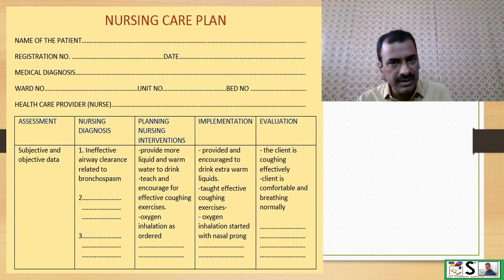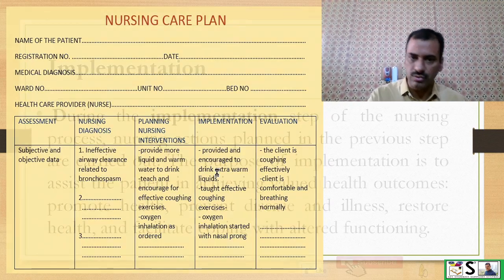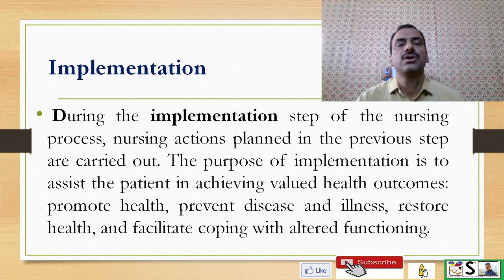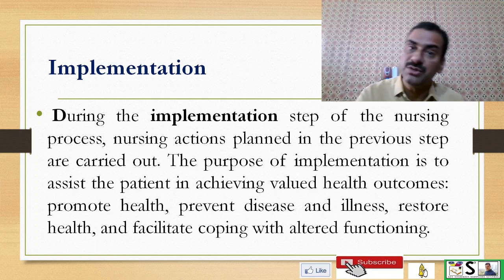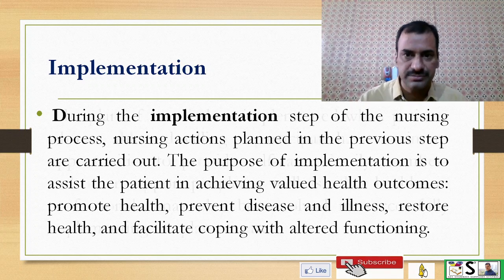Then we go to implement and after implementing we write in this column. So what is the implementation? During the implementation step of nursing process, the nursing actions which are planned in the previous step are carried out. The purpose of implementation is to assist the patient in achieving valued health outcomes, promote health, prevent disease and illness, restore health and facilitate coping with altered function.